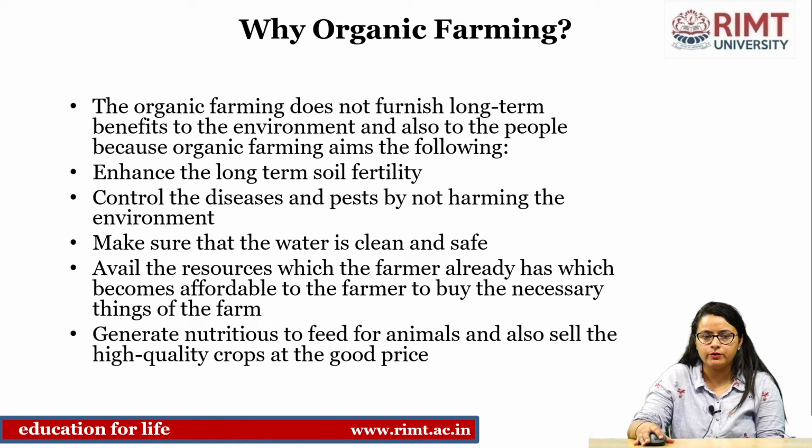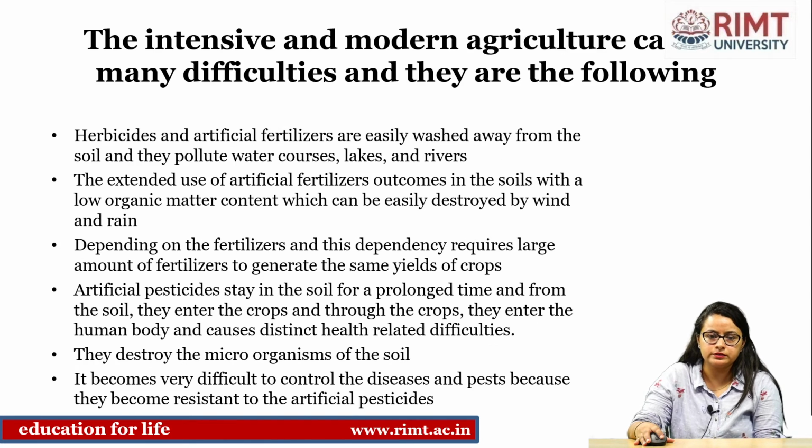Why do we choose organic farming? Organic farming furnishes long-term benefit to the environment and also to the people, because organic farming aims to enhance the long-term soil fertility, control diseases and pests without harming the environment, and make sure that the water is clean and safe. It avails the resources which the farmer already has, which becomes affordable for the farmer to buy the necessary things for the farm, and as such generates nutrition to feed animals and also sells high quality crops at a good price.